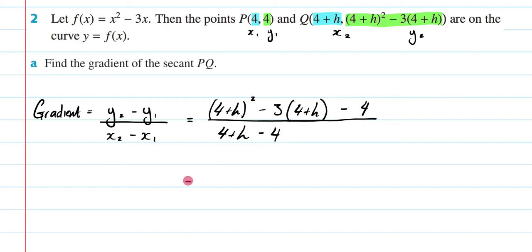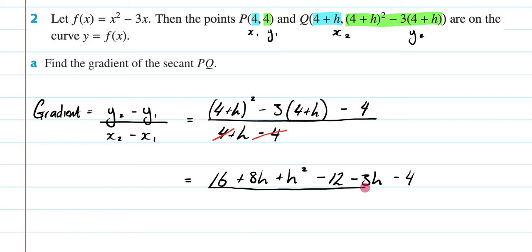All right, from there, let's do some cleanup. This and this are going to go away. Let me then expand this one out. It's going to be 16 plus 8h plus h squared minus 12 minus 3h minus 4, over h.